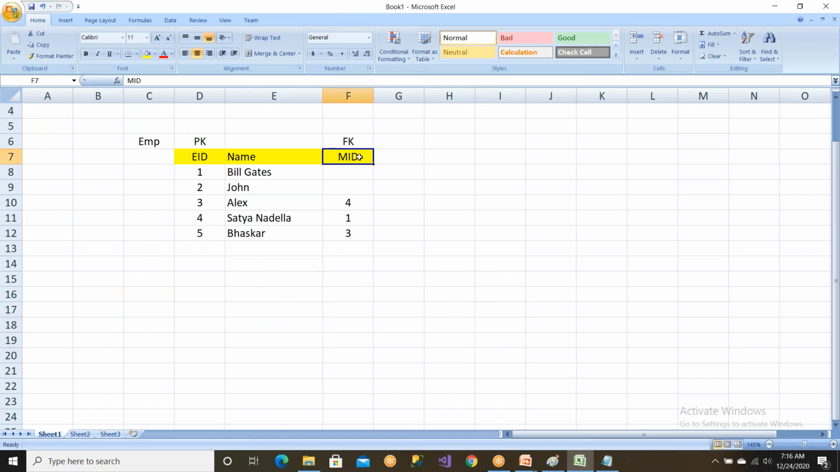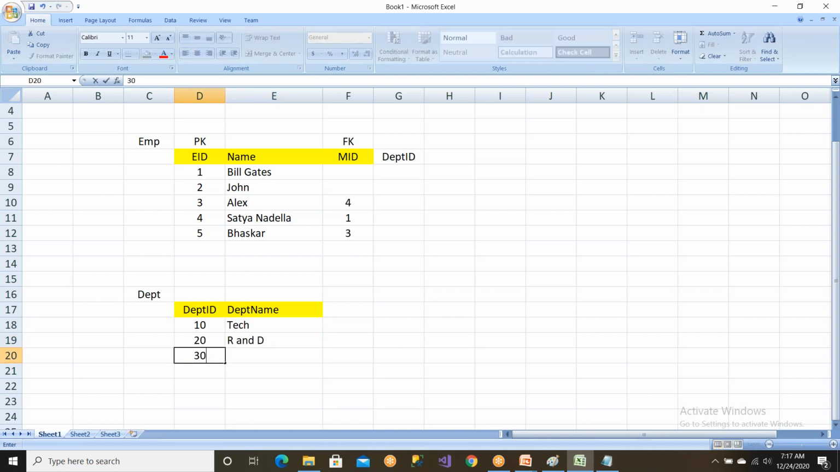So this is one foreign key. Now I wanted to know this guy may be working for a department. Department ID. So you have a department table somewhere here, right? So we have created a department table, with department ID and department name. So this is one more table we have. Department ID number 10 is the technical department, 20 is the R&D department, 30 is the testing department. We have a lot of departments in our companies.